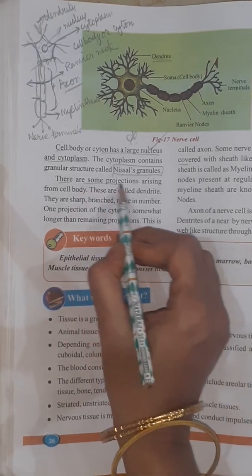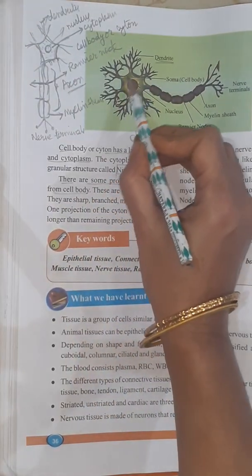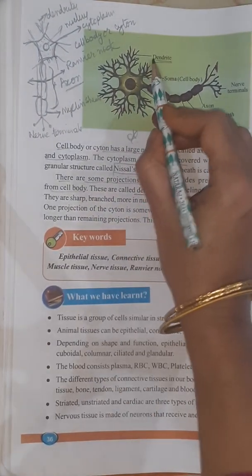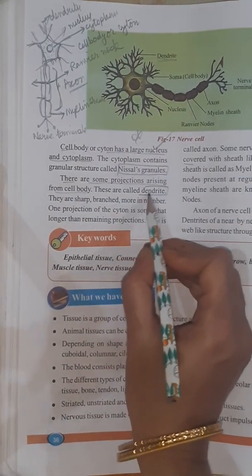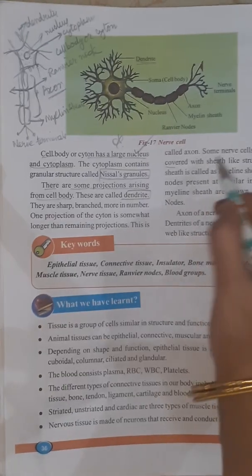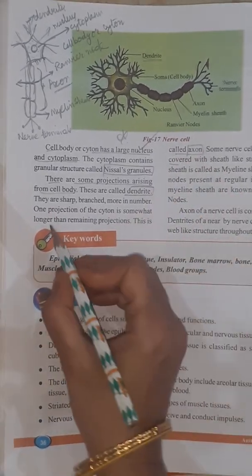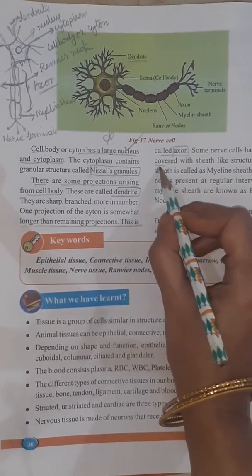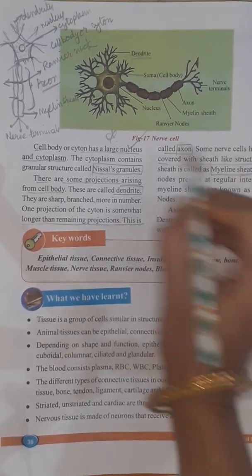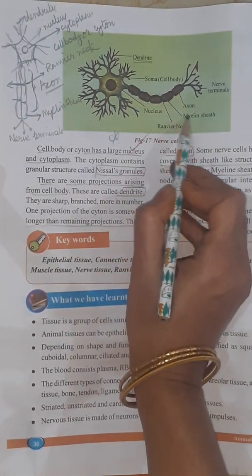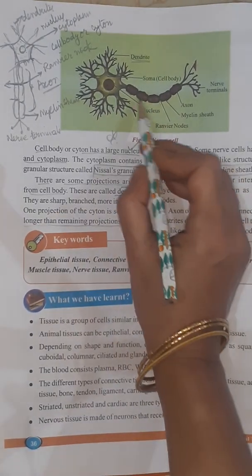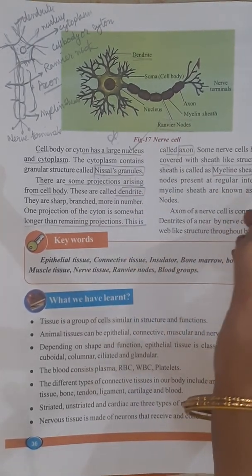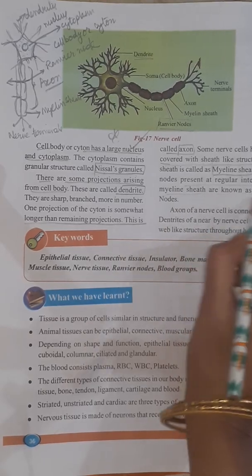See here children, there are some projections arising from the cell body. That we call dendrites. See here, this is a dendrite. Now, one of the long dendrites is called the axon. One of the longer projections is called the axon. Some nerve cells are covered with a sheath called the myelin sheath. Between the myelin sheath you have, see this one, Ranvier nodes.